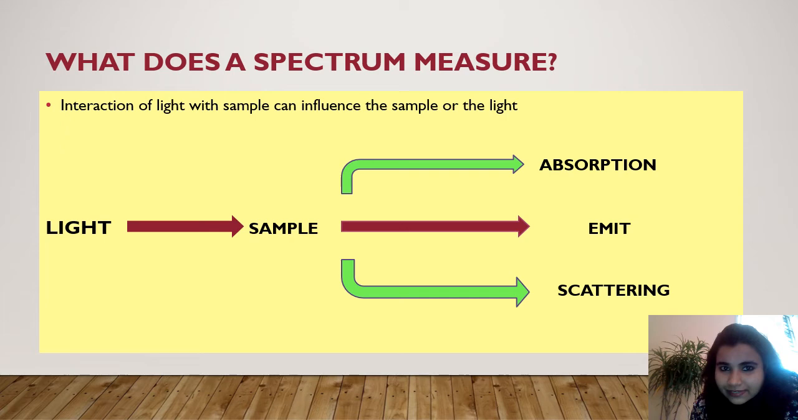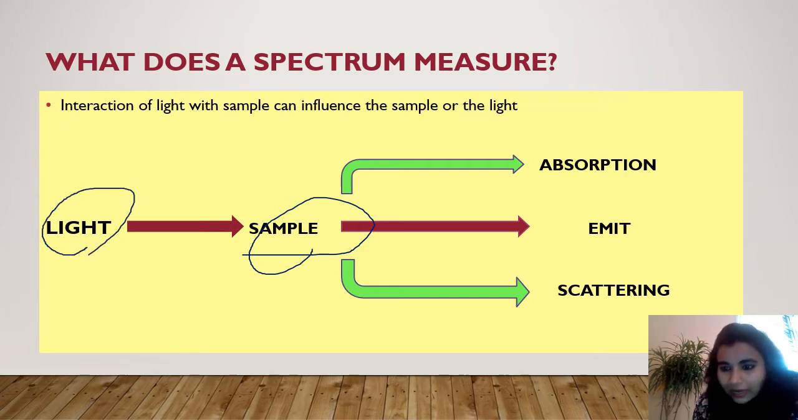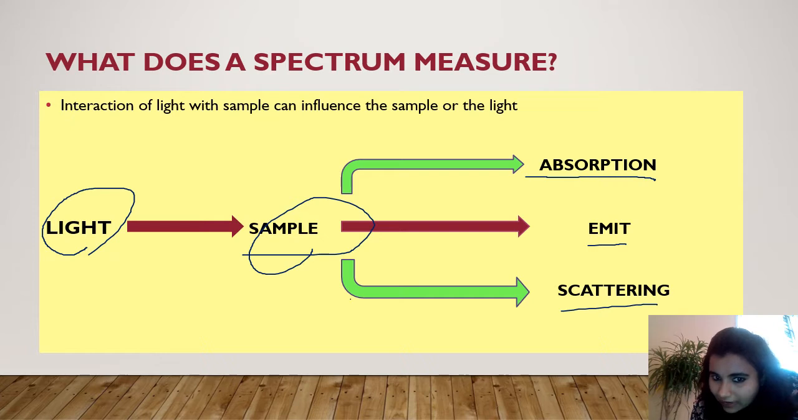Just now we have seen the changes, right? So in this slide, I tried to describe what a spectrum measures. This is a sample and this is light. When the sample is exposed to light, it may show absorption, it may show emission, it may show scattering, and one more, that is ionization. So absorption means what? Whenever you expose a sample to light, the sample will absorb a certain amount of light. This we call absorption.